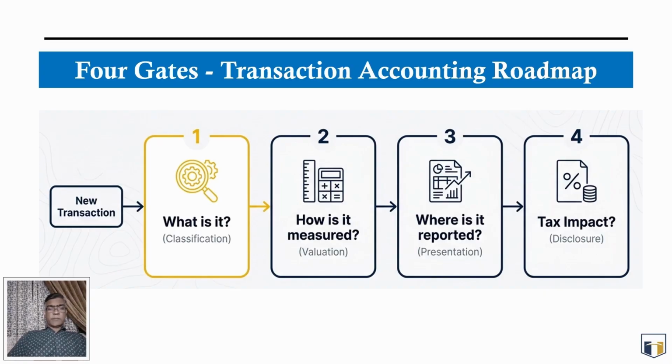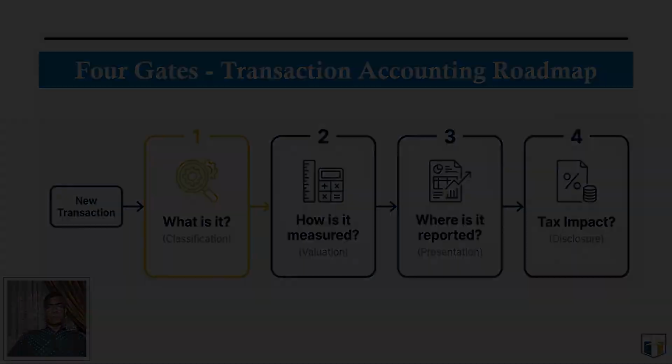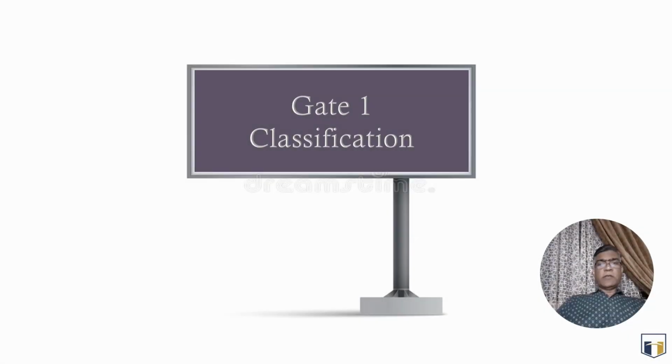Four gates. Gate 1, classification. Gate 2, measurement. Gate 3, reporting. Gate 4, tax impact. If you understand these four gates, part becomes structured, not overwhelming. This is your transaction accounting roadmap. Never skip the order.